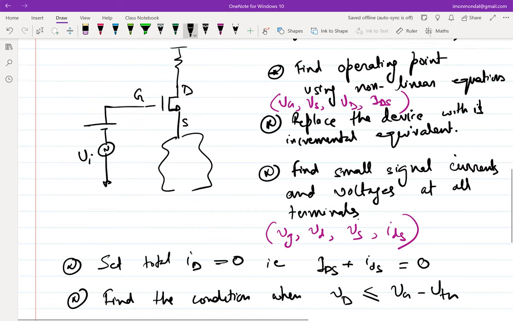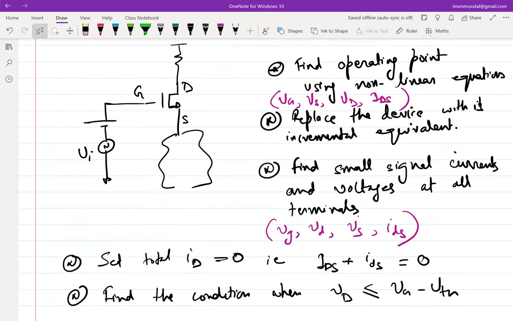Correct. This will give you a lower limit for the current. But ultimately, what is the goal? The goal is to figure out, maybe you have some signal swinging somewhere in your circuit. As a designer, I need to figure out what is the maximum amplitude of the signal I can give, which means the signal is going up, going down, right?